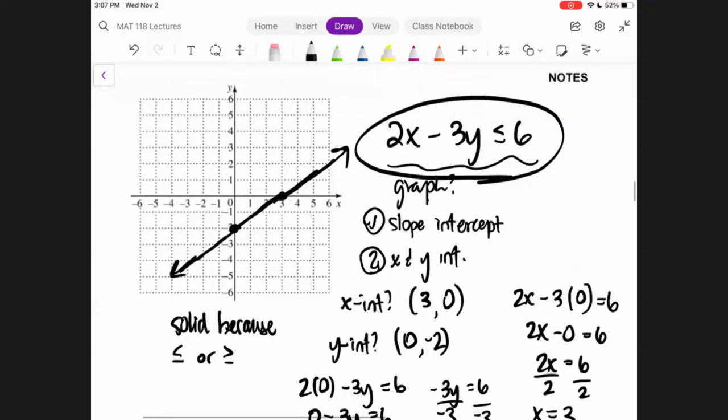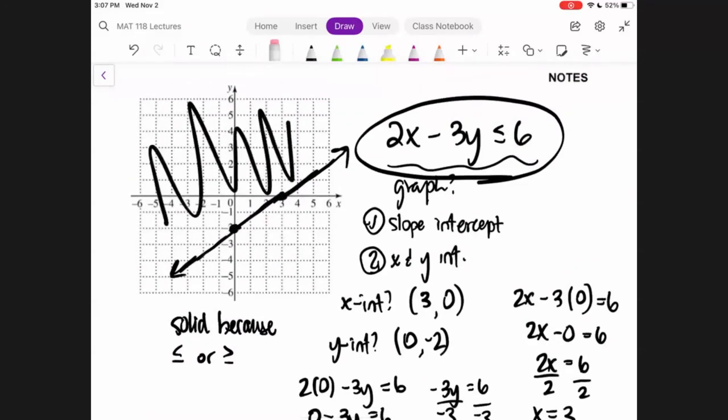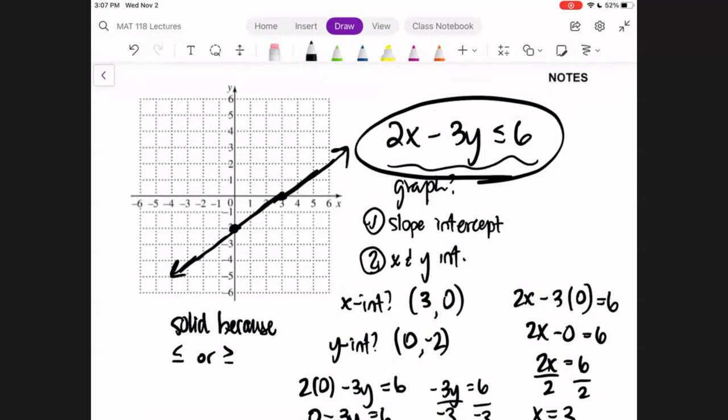And then I need to think, do I shade on the top half? Would I shade up here, or would I shade down here? Okay. So I could test a point. Typically, in my experience, the easiest is the origin. Since that is not a point on my line, I'm going to pick this point here to test. If it's true, I would shade the side the point is on. If it's false, I would shade the other side.